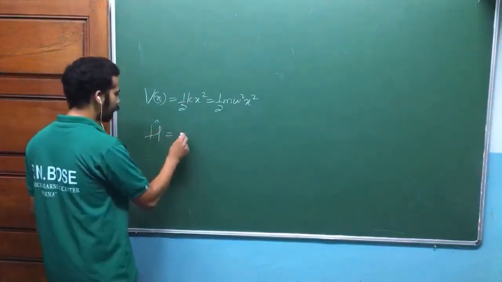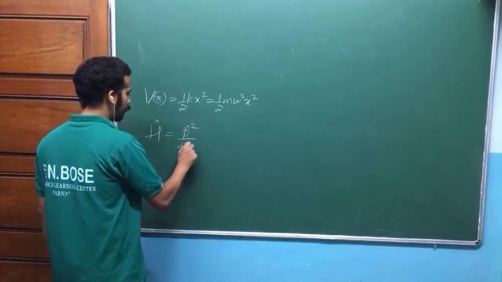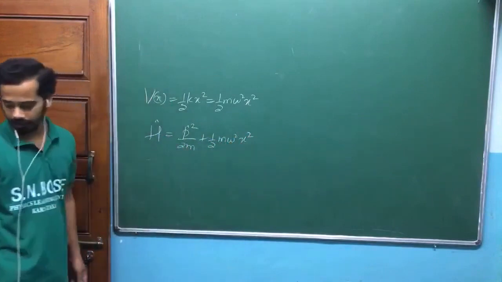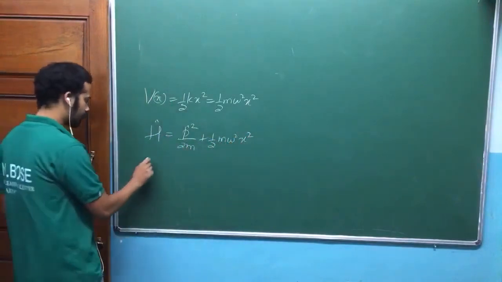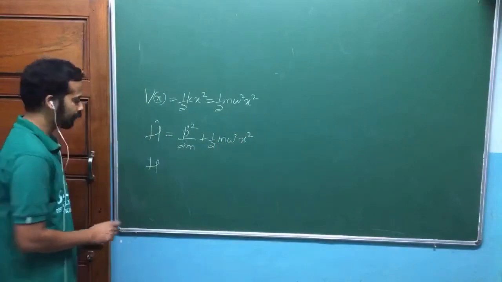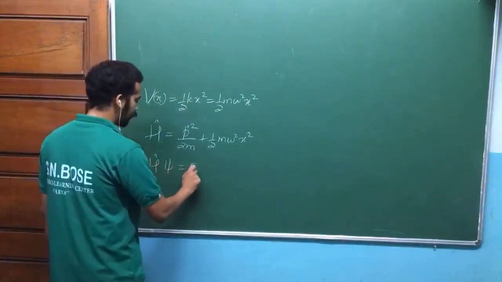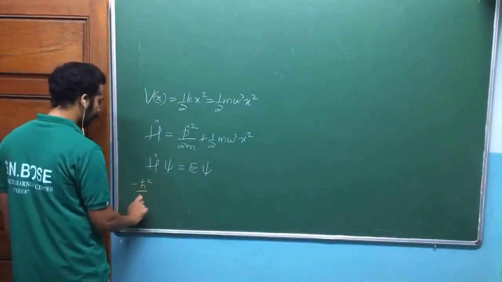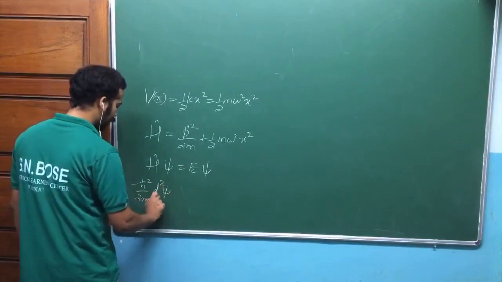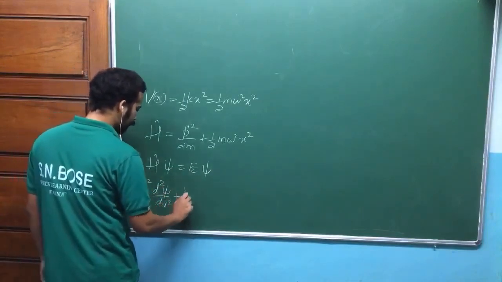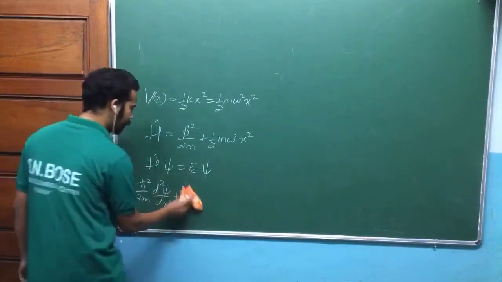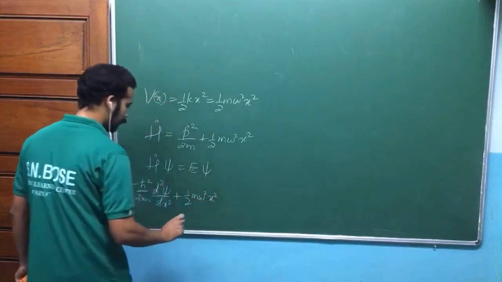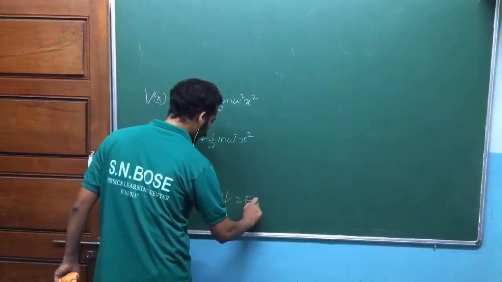Now again, if I write the Hamiltonian, that will be p cap square by 2m plus half m omega square x square. Am I right? And your Schrodinger time independent equation, that is H cap psi is equal to E into psi, isn't it? I can write it as minus h bar square by 2m into d square psi by dx square plus V of x, that is half m omega square x square psi, is equal to E into psi.